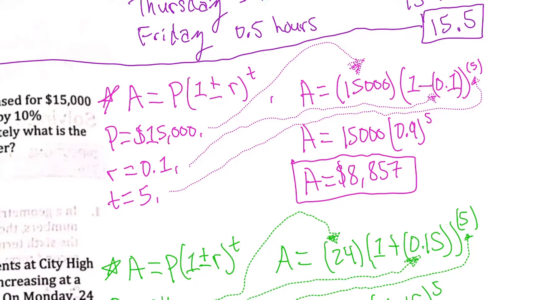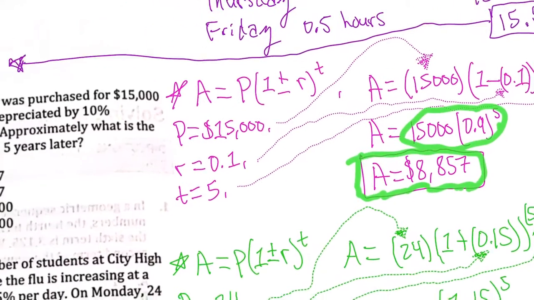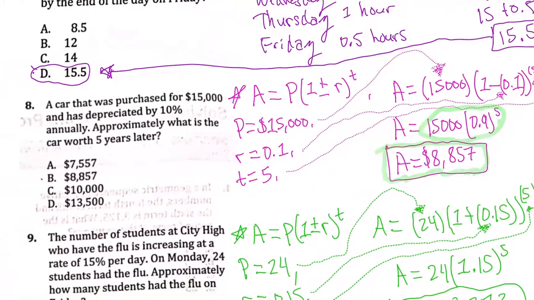And then once you plug it in, 1 minus 0.1 is just 0.9, and then 5. We multiply all this, and we're going to get approximately 8,857. That is how you find that one. So the final answer here is 8,857.